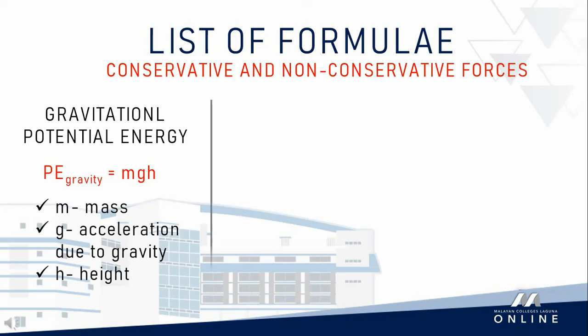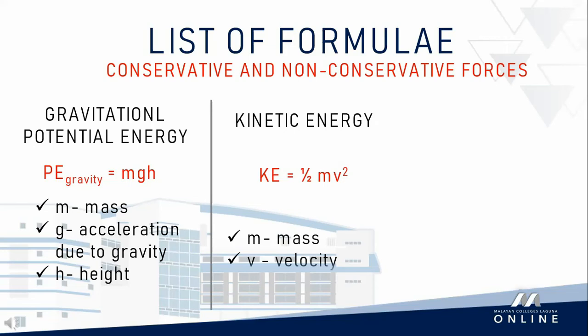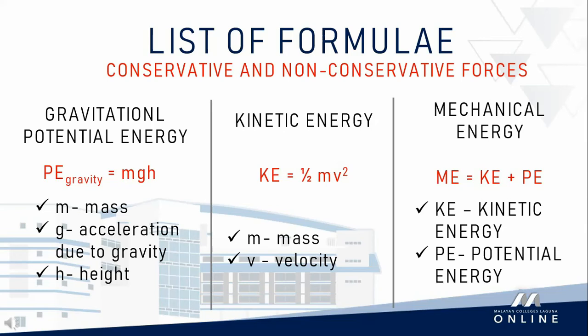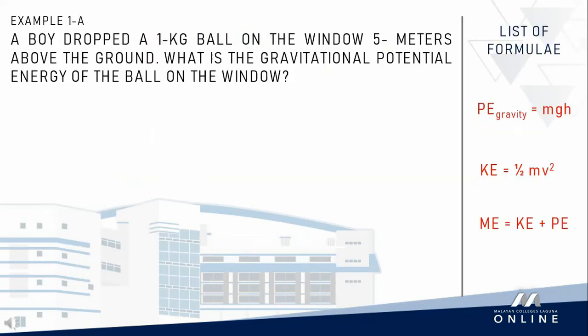For kinetic energy, we will use the formula 1/2 mv squared, where m is mass and v is velocity. And lastly, as mentioned in the previous video, we have mechanical energy, which can be computed using ME is equal to KE plus PE. The unit that we will use in dealing with these energy quantities is joules. Now that we are somehow familiar with the basic formula in computing energy, let us have some of these problems.